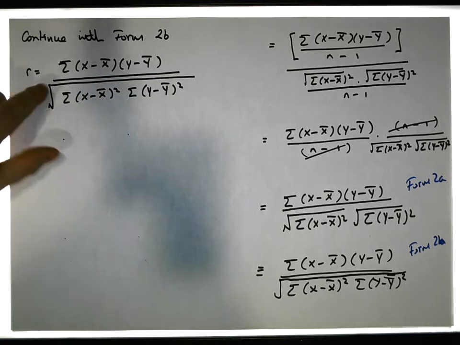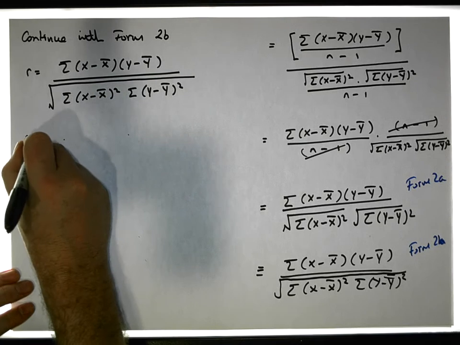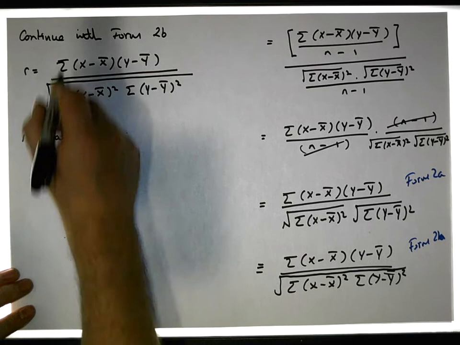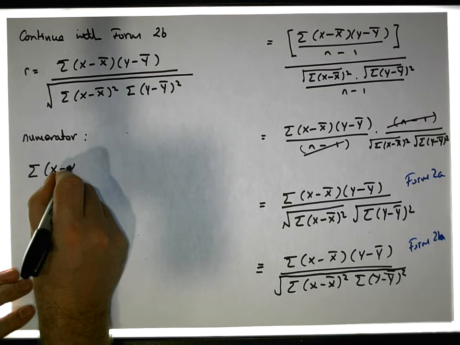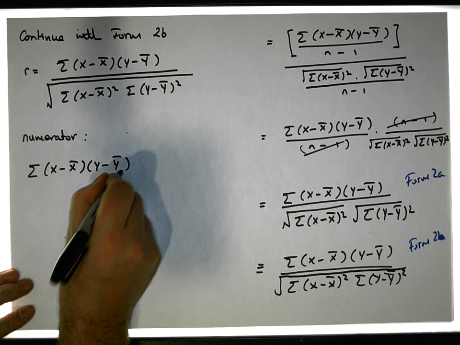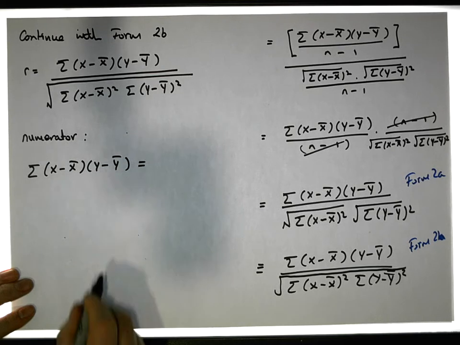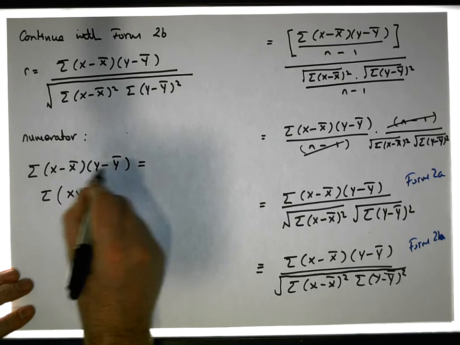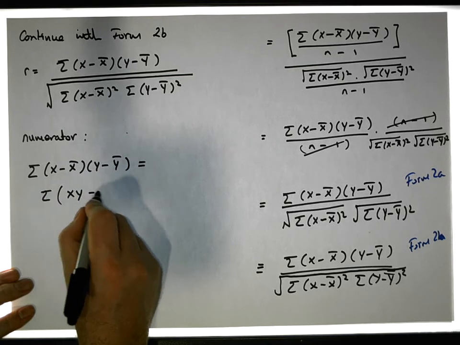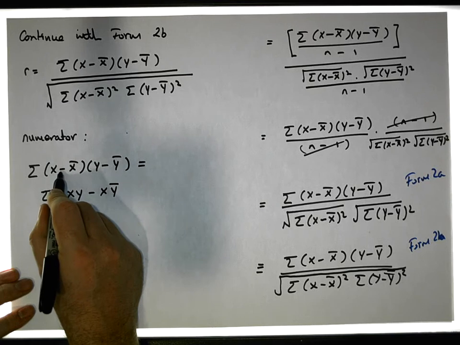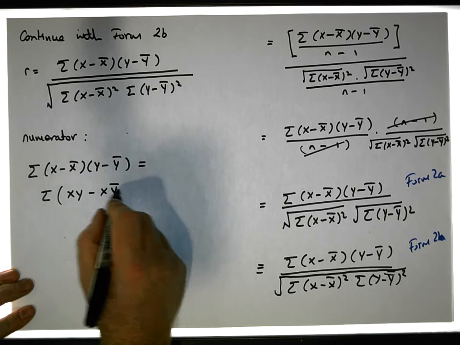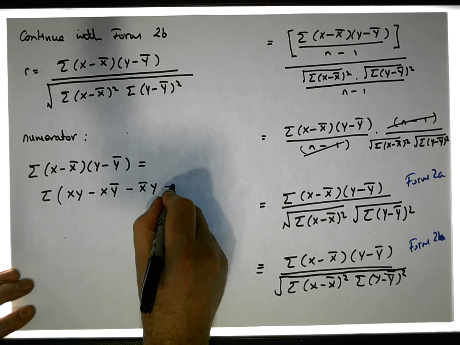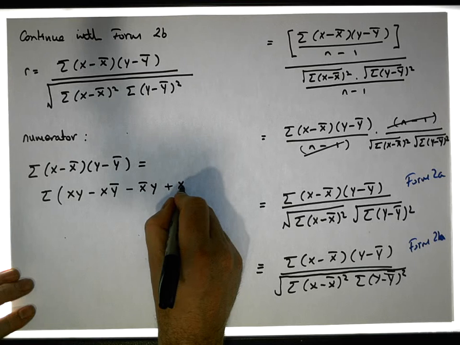I'm just going to take the numerator first and see what we can get from it. Looking at the numerator, we have the sum of the x minus the x bars times the y minus the y bars. Let's expand that out. What does that give us? x times y gives us our xy, x times minus y bar gives us minus x y bar, and a minus x bar times y is the same as minus x bar y, and then minus times minus gives us a plus, and x bar times y bar gives us x bar y bar.